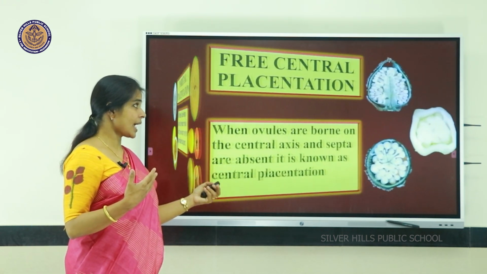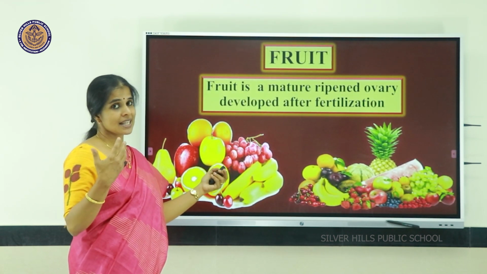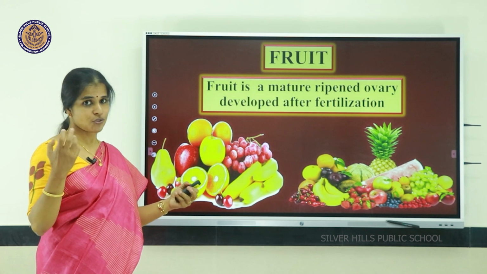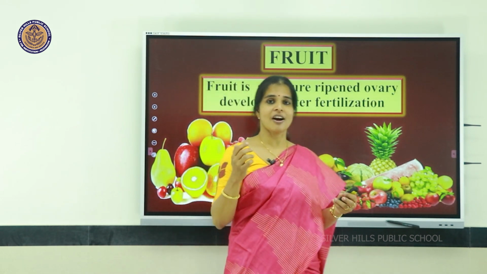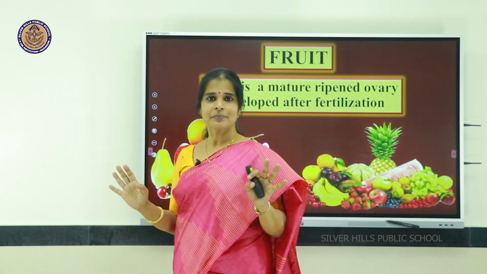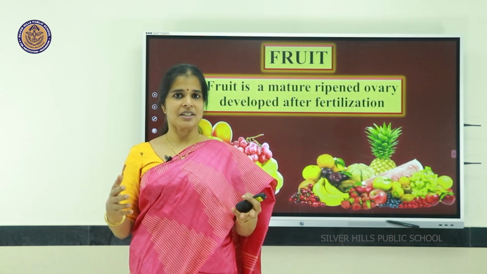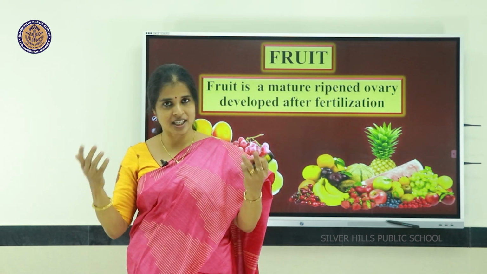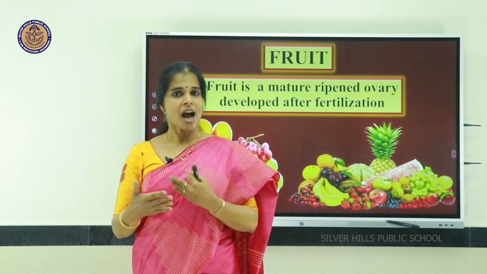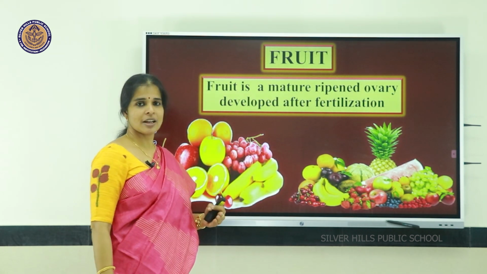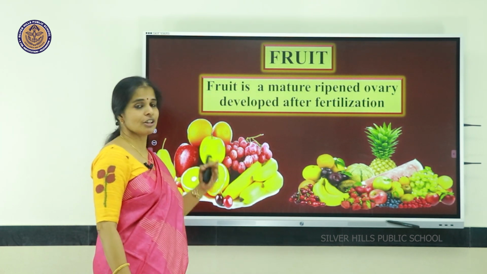Thus, we have come to an end of the topic flower. Now, a small topic is remaining, the next part, fruit. What is fruit? Fruit is a mature ripened ovary developed after fertilization. The flower is the reproductive organ. Male and female reproductive organs are present, which contain male and female reproductive cells. On fusion, fertilization takes place. After fertilization, what is developing? The ovary. The changes happening to the ovary lead to fruit formation.